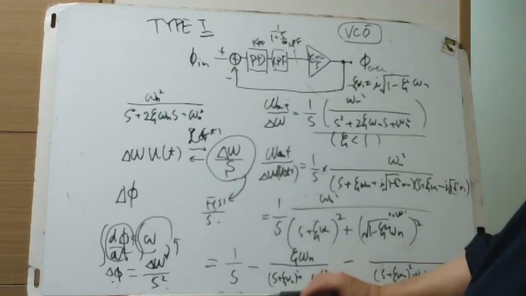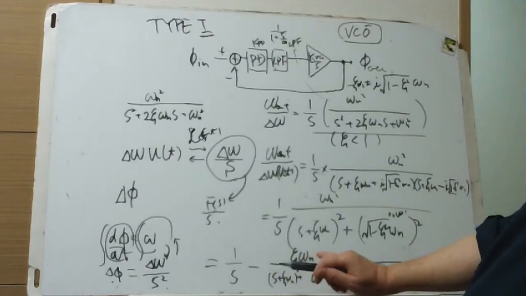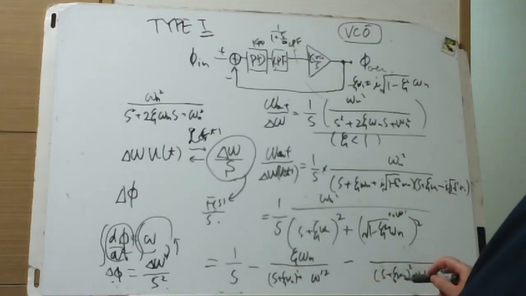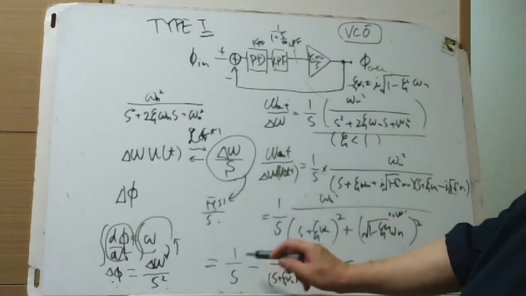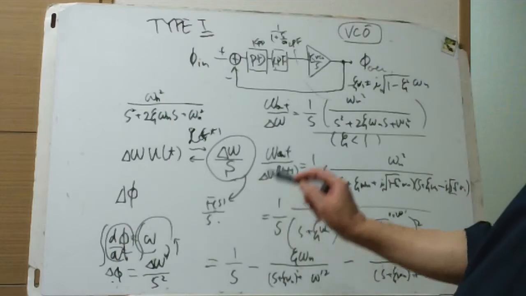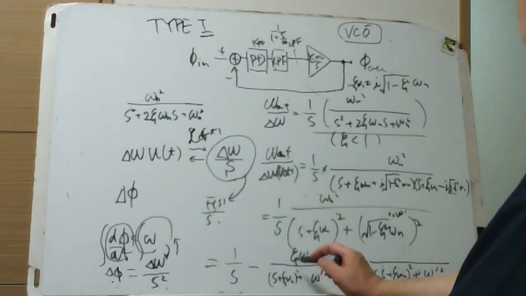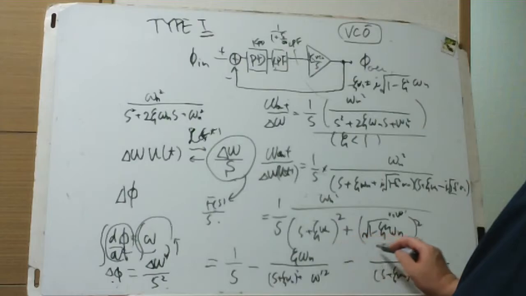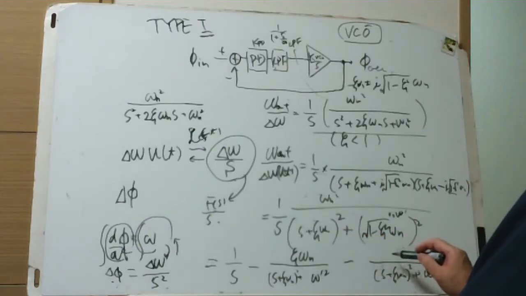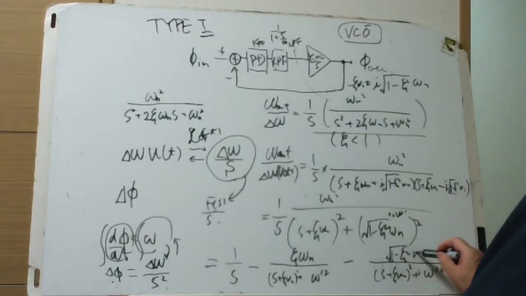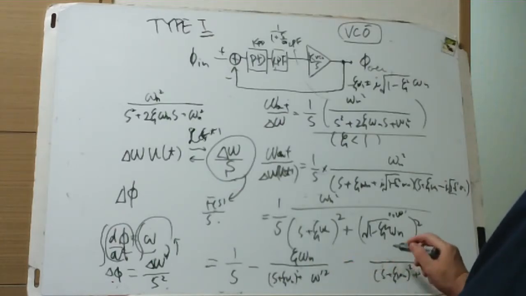Zeta, with this times this and this times this. This is cancelled out from this and this. Maybe this. This here? Alright. No. S. They need S plus zeta omega n.